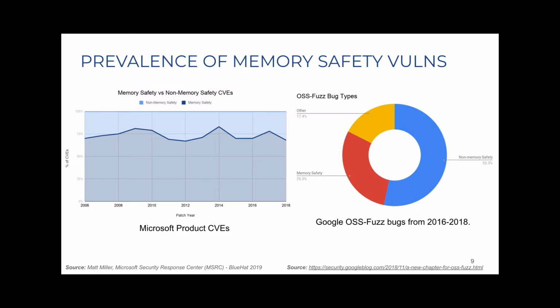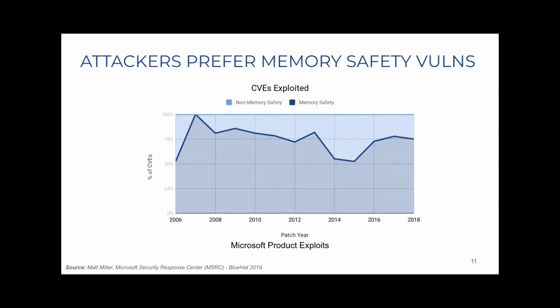And not to pick on Microsoft, but open source software doesn't fare any better, with over 29% of bugs found by Google's OSS-Fuzz being memory safety related. But what makes the issue so prominent is that attackers love memory safety vulnerabilities. Data about CVEs exploited in Microsoft products show that the overwhelming majority are memory safety related.